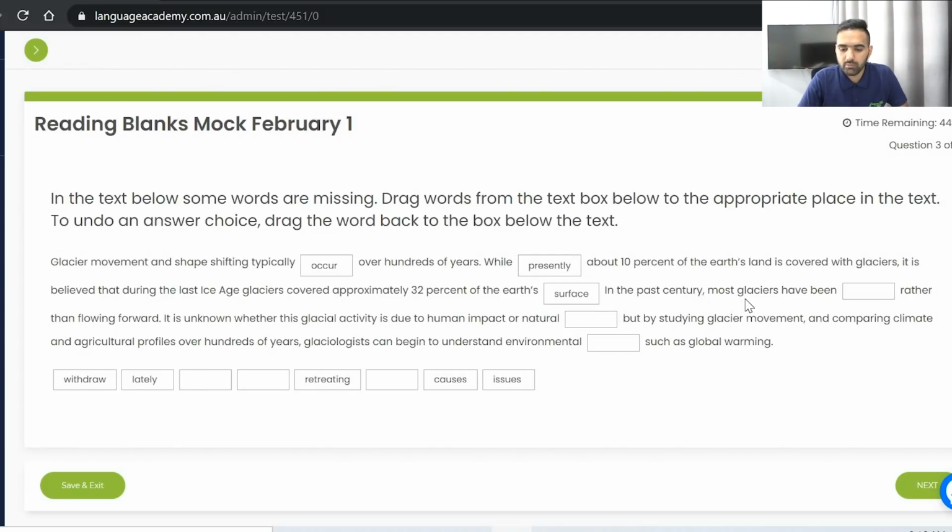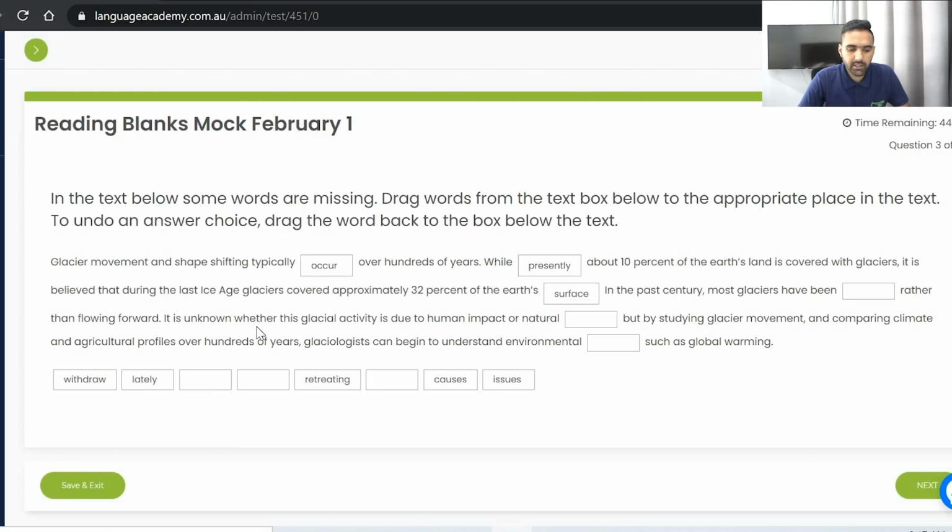In the past century, most glaciers have been, okay, glaciers have been formed. Something can be with ed or can be with ing, so which is more likely? In some cases it can be different, on the basis of your sentence structure. In the past century, most glaciers have been dashed rather than flowing forward.